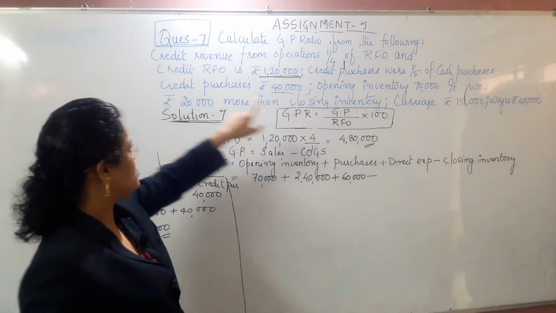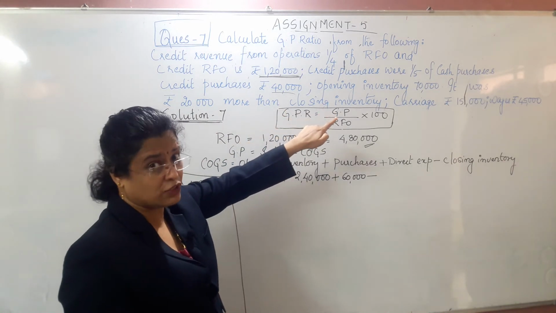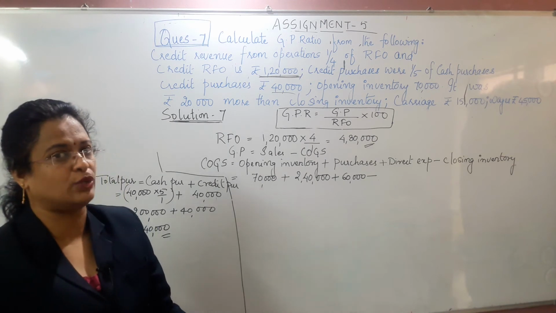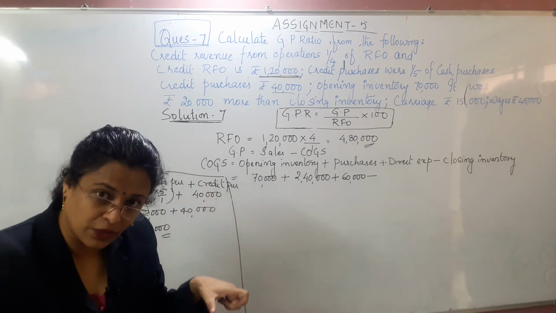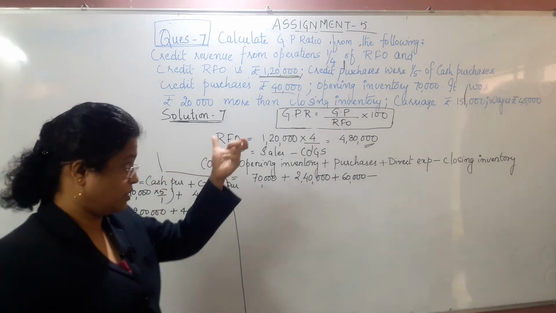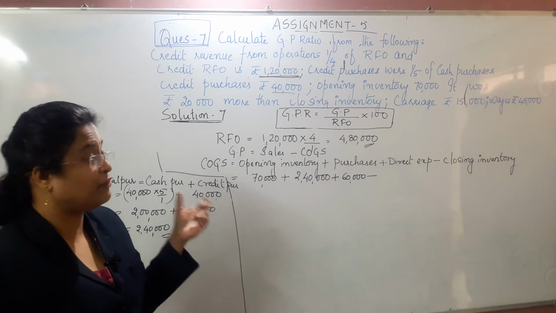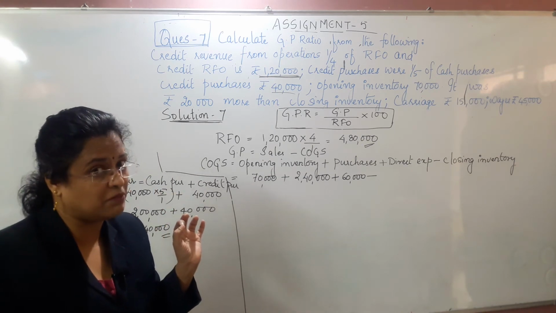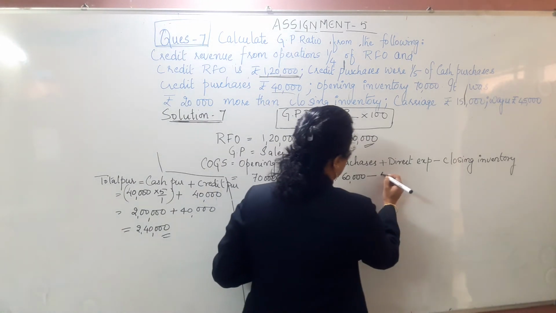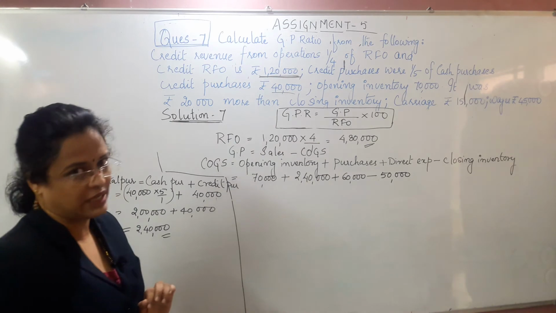The value of the closing inventory is not given directly. What is being given is that the opening stock is rupees 20,000 more than closing inventory. That means closing inventory is 20,000 less than opening inventory. Is it clear? Read the sentence properly. So what will be the value of the closing inventory? If it is 20,000 less than the opening inventory, it means 70,000 minus 20,000. That is 50,000, the value for the closing inventory.